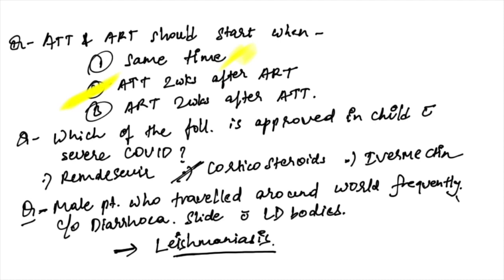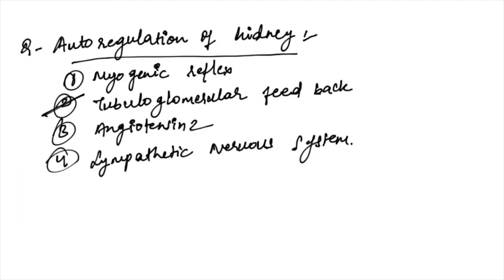Now which of the following is approved in a child with severe COVID? Remdesivir is not. Corticosteroids are approved in severe COVID in children. Now a male patient who traveled around the world frequently complains of diarrhea, and they have a slide with Leishmania bodies. So leishmaniasis is the answer for this question. Now autoregulation of the kidneys: neurogenic reflexes, tubuloglomerular feedback, angiotensin 2 and sympathetic nervous system. Tubuloglomerular feedback is the mechanism for autoregulation of the kidney.